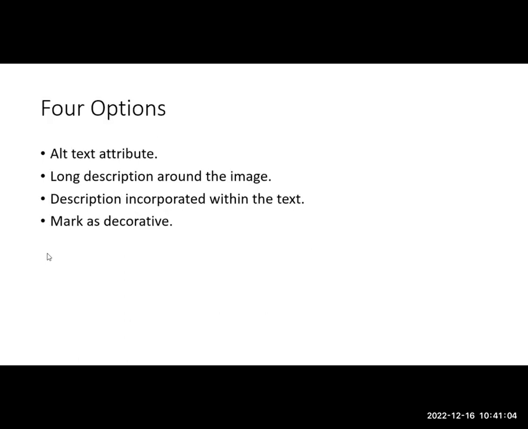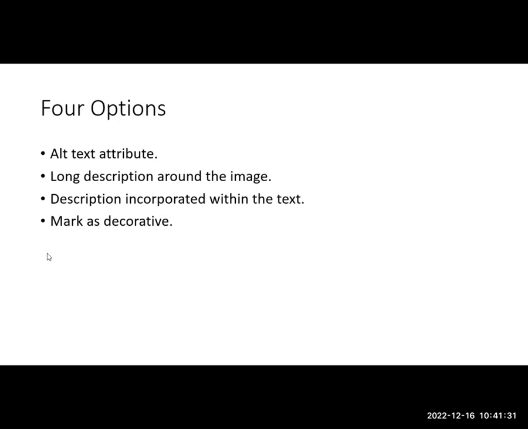Once you've answered those 2 questions, you're ready to move on to the 4 options or the 4 possibilities you have for dealing with pictures and giving them their text equivalents. The first option, of course, is alt text attribute. The alt text attribute allows you to add text to an image, and that text is with the image or behind the image so that it can be displayed when needed, or it will be read by a screen reader.